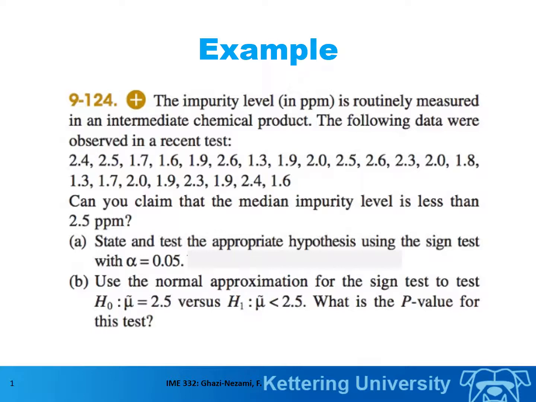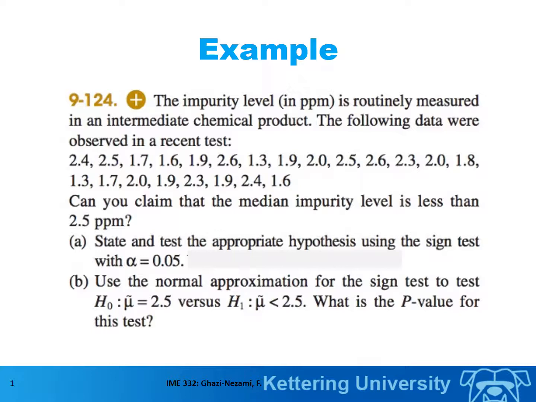And in part B, you want to use the normal approximation for the sign test to test H0 and H1 as provided here. Then you need to provide the p-value for this test. Okay, so let's just focus on part A, where I want to use the sign test for this example.